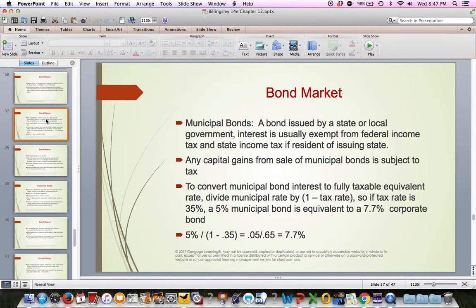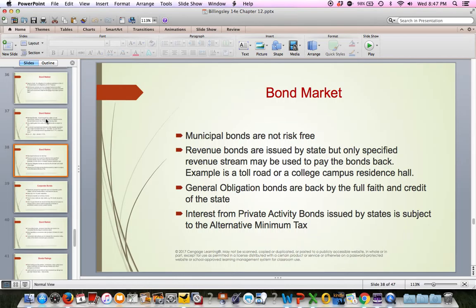Because they're not taxable, the interest rates on these are much lower, and they're considered to be much safer bonds. They typically don't default, so they're considered fairly low risk. They're not completely risk-free, but they're lower risk than corporate bonds.